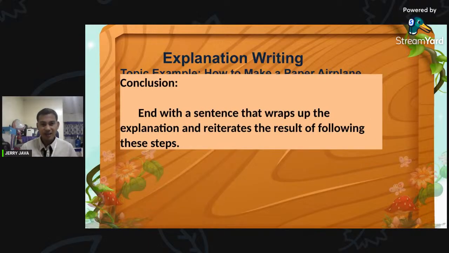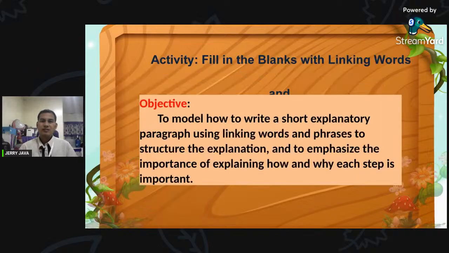Conclusion: you have to have an ending because you have a beginning or start, the introduction. You must have a conclusion or ending also. End with a sentence that wraps up the explanation and reiterates, says again, the result of following these steps. Objective: to model how to write a short explanatory paragraph using linking words and phrases to structure the explanation and to emphasize the importance of explaining how and why each step is important.